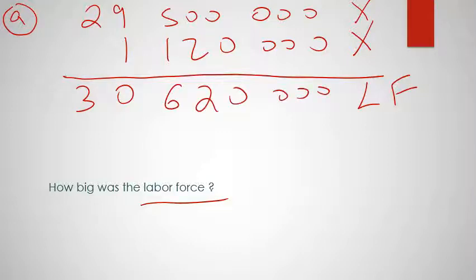So what do we have here? 30,620,000 people. All right, that is the labor force. And that's going to be utilized in calculating the labor force participation rate and also the unemployment rate.